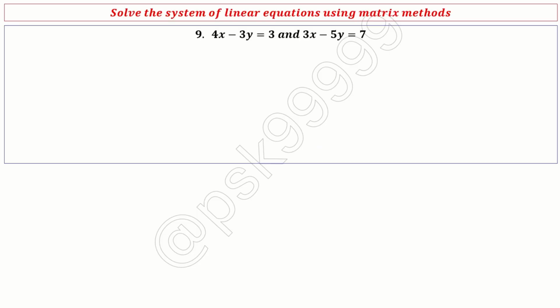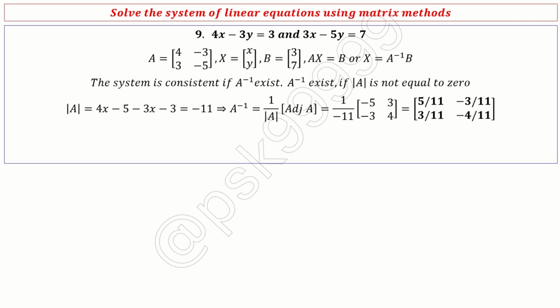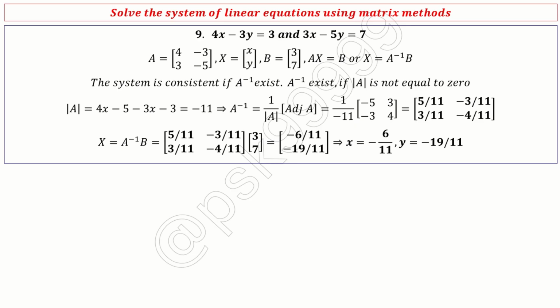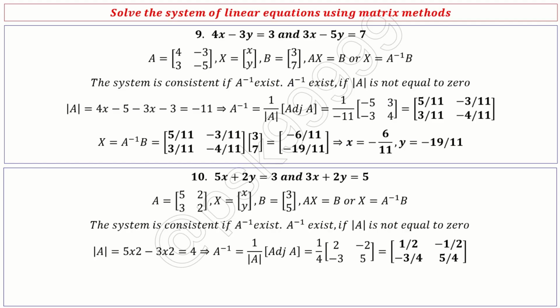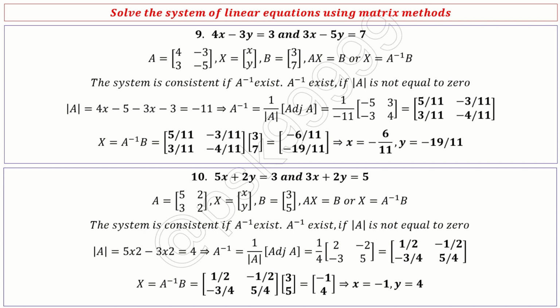Another 2 by 2, two variable linear equation is given. So you will do exactly the same. You do it yourself and cross check the answer. The answer is x equal to minus 6 by 11, y equal to 19 by 11. Okay, another one, two variable linear equation. You can do it yourself. x is minus 1, y is 4.